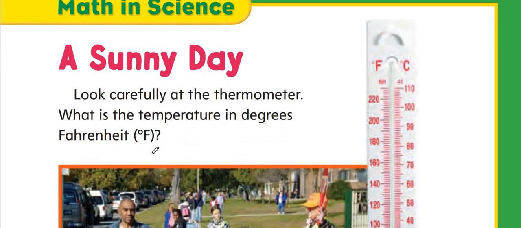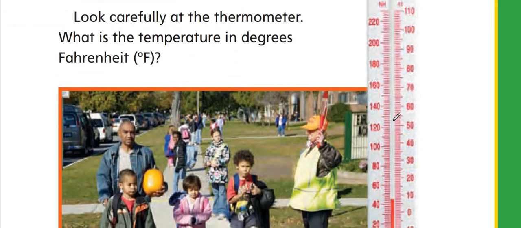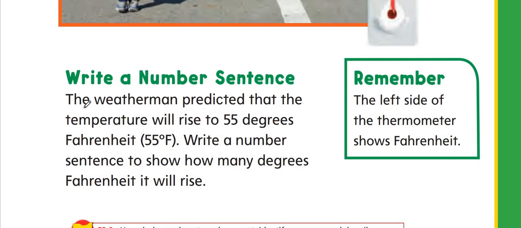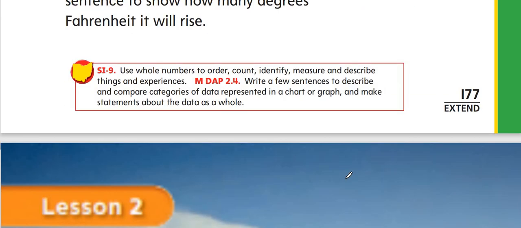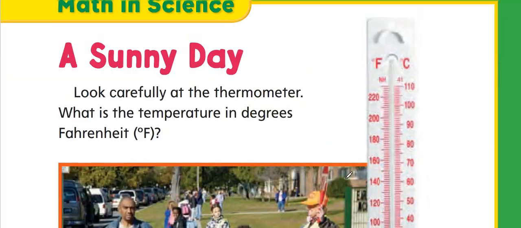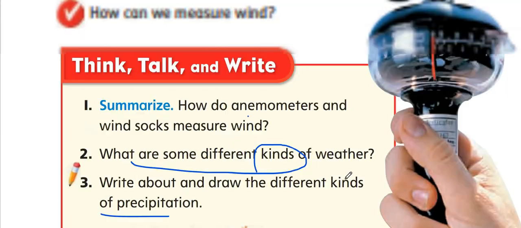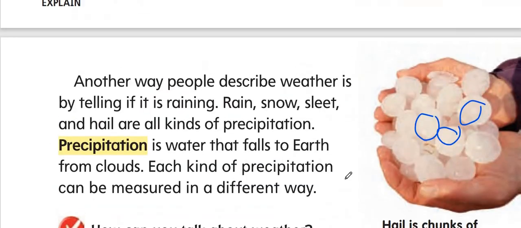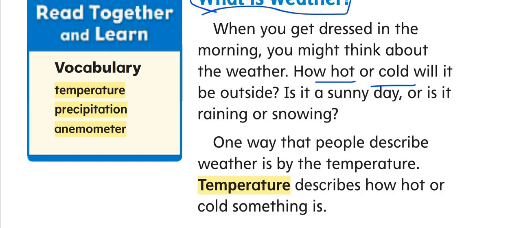Sunny day. Look carefully at the thermometer. What is the thermometer degree? It shows Fahrenheit and Celsius. Write a number sentence. The weatherman predicts that the temperature will rise to 55 degrees Fahrenheit. Write a number sentence to show how many degrees Fahrenheit it will rise. So that's all about the measuring units, or the measuring tools, that we are going to use when we want to predict the weather and know what the weather looks like.